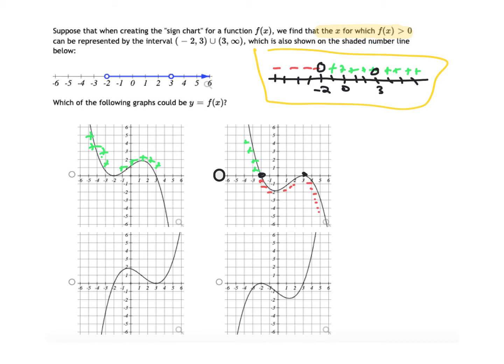My y-coordinate is 0 right there and right there. And my y-coordinates are negative when I get over here. And that actually does match this picture exactly. So this will be my choice. And you should fill in the plus or minuses on these as well and see that they don't match that sign chart.